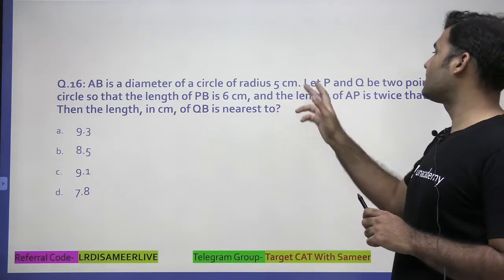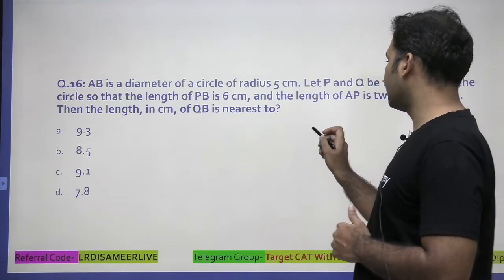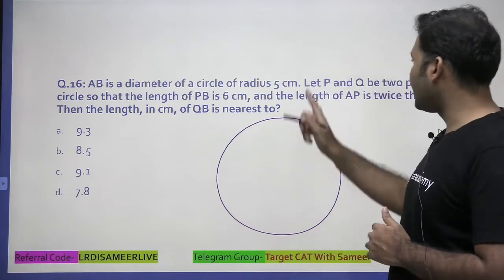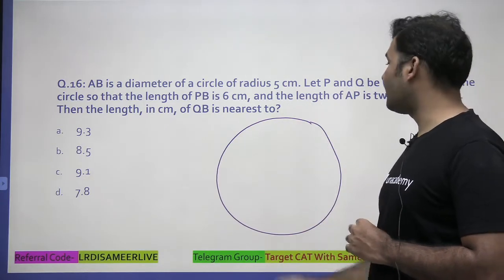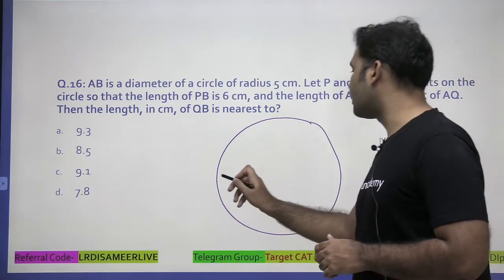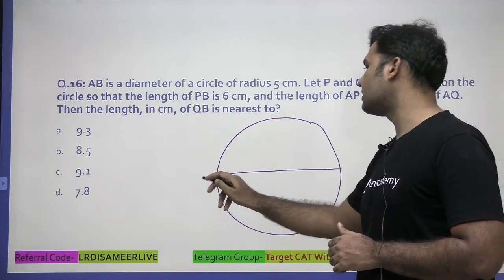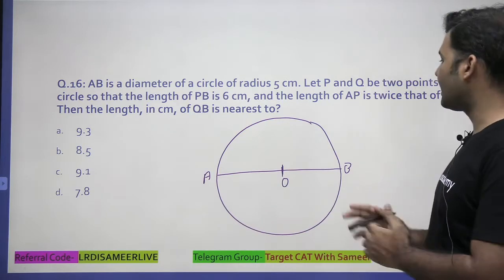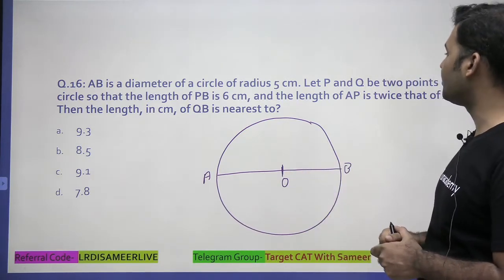AB is the diameter of a circle of radius 5 centimeter. Now, draw a circle. Let's say this is my circle and the radius is 5. So, can I say the diameter would be equal to 10 centimeter? Because it says AB is a diameter, let's say AB is a diameter and this is the center of the circle, and this whole diameter is equal to 10 centimeter.